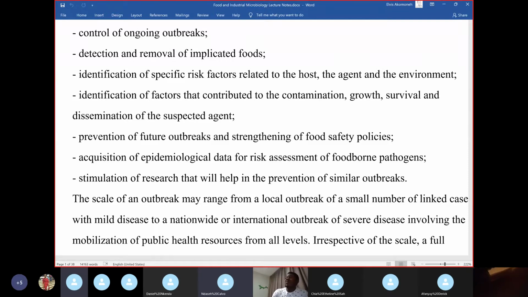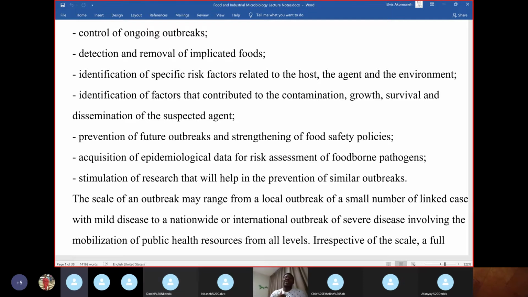We want to develop policies that will limit the spread of food outbreak and strengthen food safety. For instance, if we have identified that the way food is processed, maybe the way cattle are slaughtered in an abattoir is leading to high contamination of the meat, we could design a safer processing abattoir for meat so that we don't have contaminated meat in our kitchens.